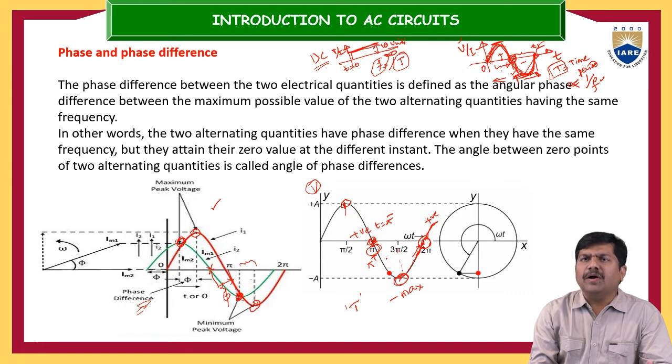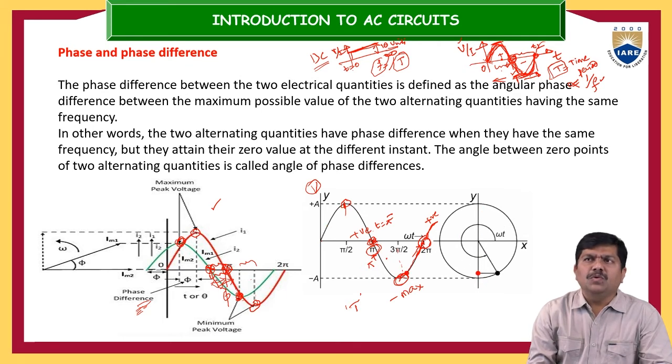This is the zero crossing point of the waveform shown in green, and this is the zero crossing point of the other waveform shown in red. With the help of these zero crossing points, we determine the phase difference, simply the angle difference between them. So what exactly is the definition of phase difference? Two alternating quantities have a phase difference when they have the same frequency but attain their zero values at different instants. This is one instant and this is another instant. The difference between them is the phase difference.